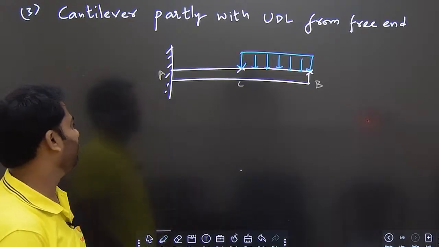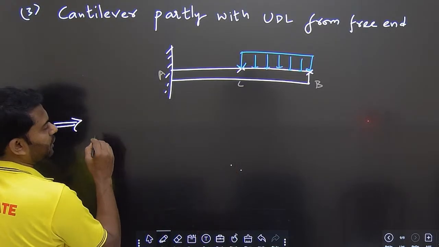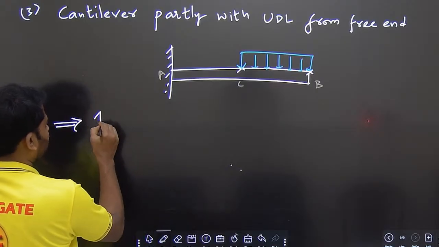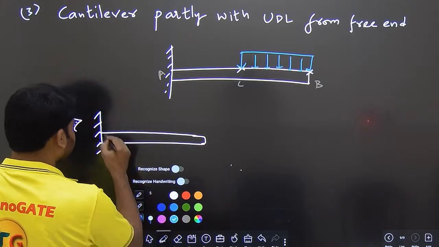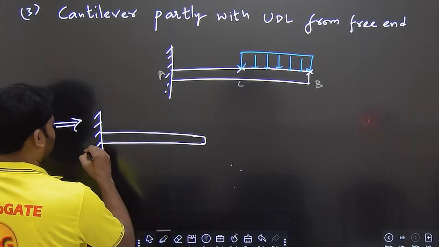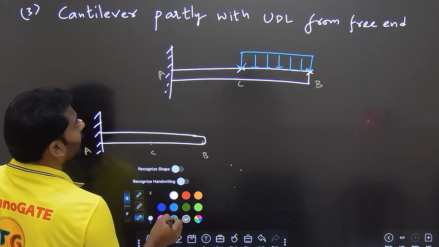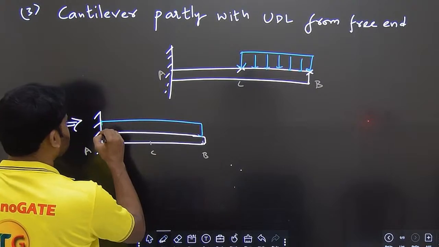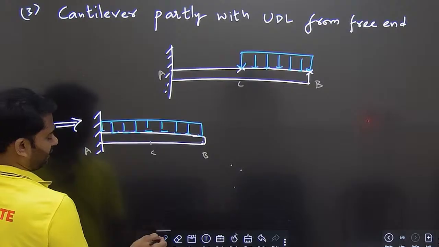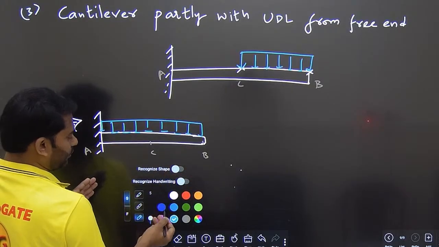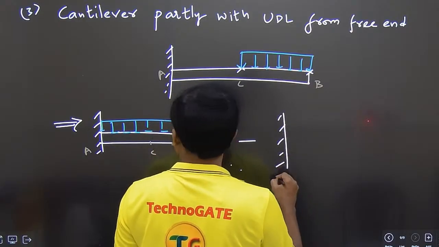See here, this case can be taken as a combination of two cases. First, it looks like this: same points, this is A, this point is C, this point is B, and this is the uniformly distributed load like this here. From this, we are subtracting this case, the second case we did earlier.